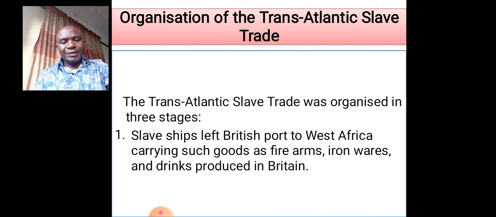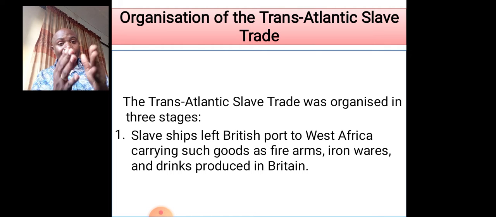How was this trade organized? Let's look at the organization of the transatlantic slave trade. The transatlantic slave trade was organized in 3 stages. There were 3 very important stages involved in this trade. Firstly, slave ships left British ports for West Africa carrying such goods as firearms, ironwares, and drinks produced in Britain to exchange them for African slaves.